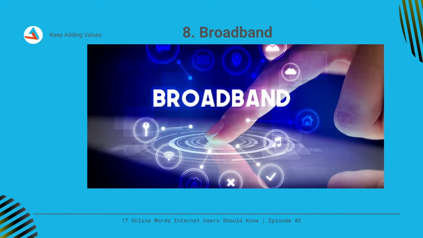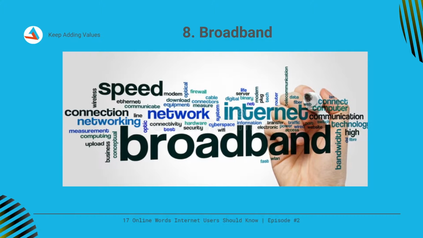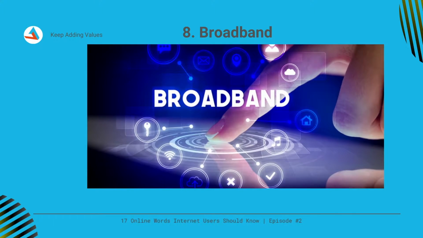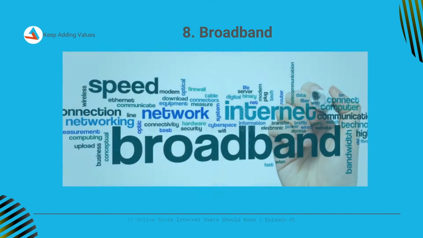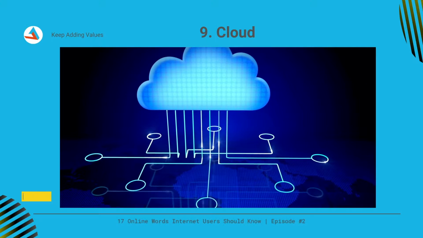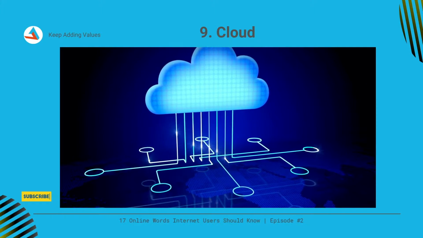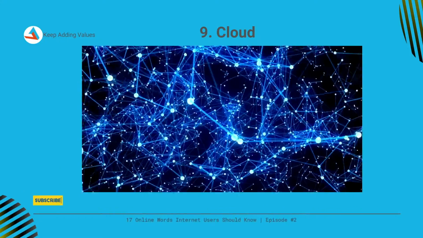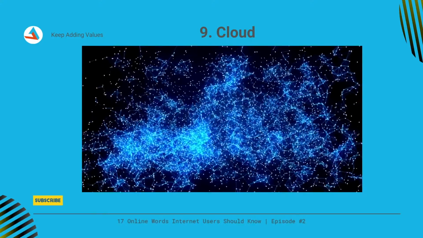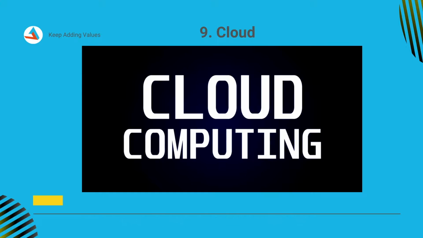Because of its multiple channel capacity, broadband has started to replace baseband, the single channel technology originally used in most computer networks. Number 9. Cloud. The term cloud comes from early network diagrams, in which the image of a cloud was used to indicate a large network. The cloud eventually became associated with the entire internet, and the two terms are now used synonymously.